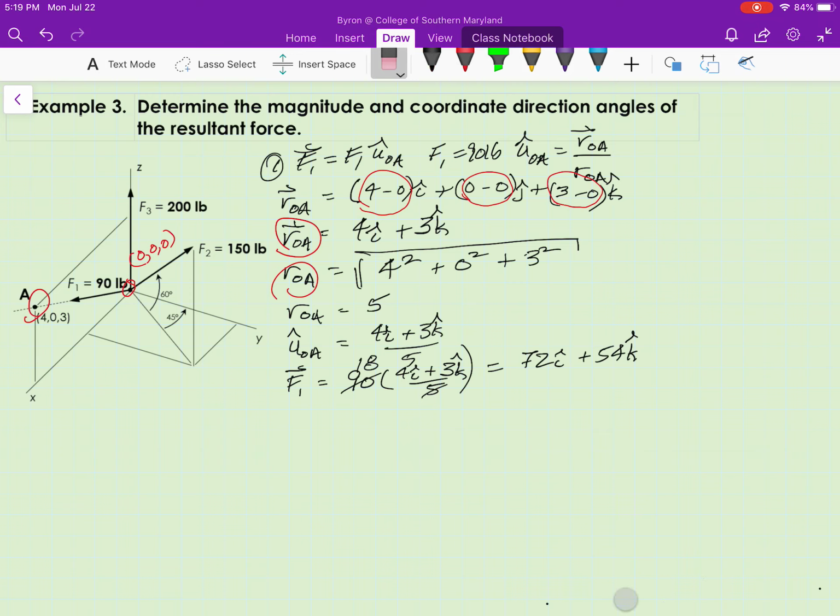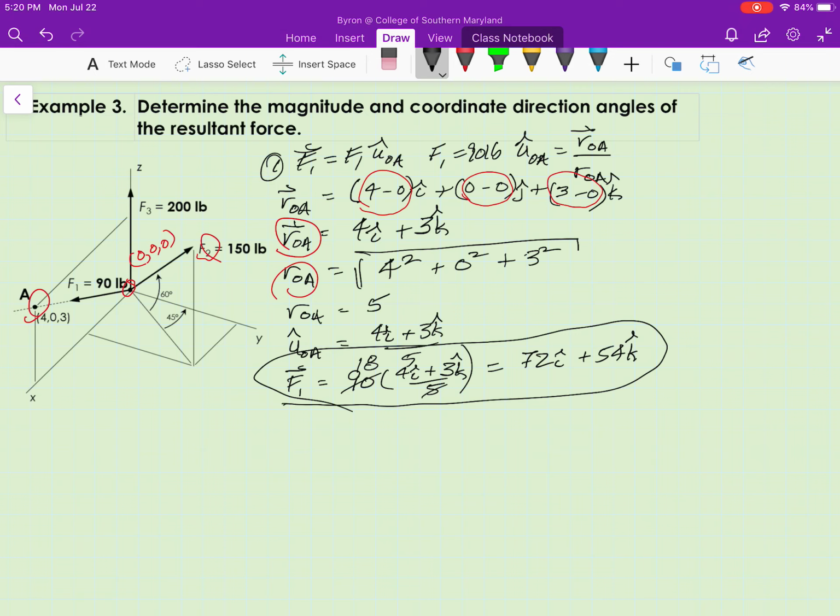Now we'll look at F sub 2. Now notice with F sub 2, we're given a couple angles, one angle with respect to the xy plane and another angle with respect to a line in the xy plane. So let's see what we can do with those. And for now, I'm going to just draw a circle around this because this is one of our intermediate results.